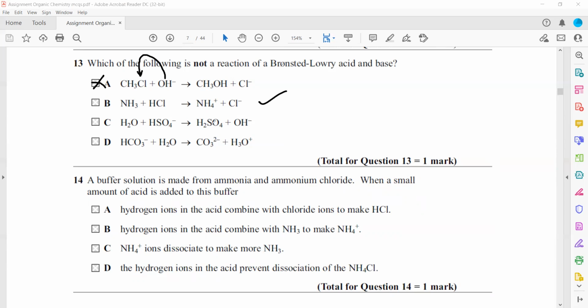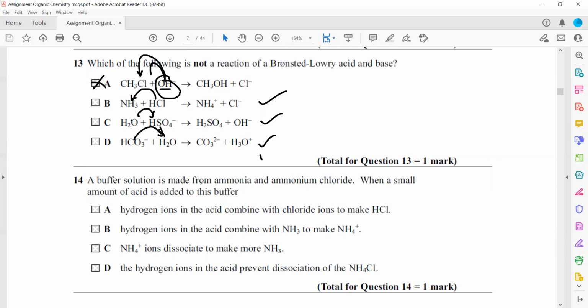Ammonia plus HCl is acid base, water plus sulfuric acid too, because there is a loss of proton and gain of proton. In this one, there is not a loss or gain of proton. The OH group displaces or replaces Cl. So it's a displacement reaction. Here there is a loss of proton and a gain of proton. Same thing here, loss and gain of proton. But in this case, there is no loss or gain of proton. It is about substitution. That's why A is the right answer.